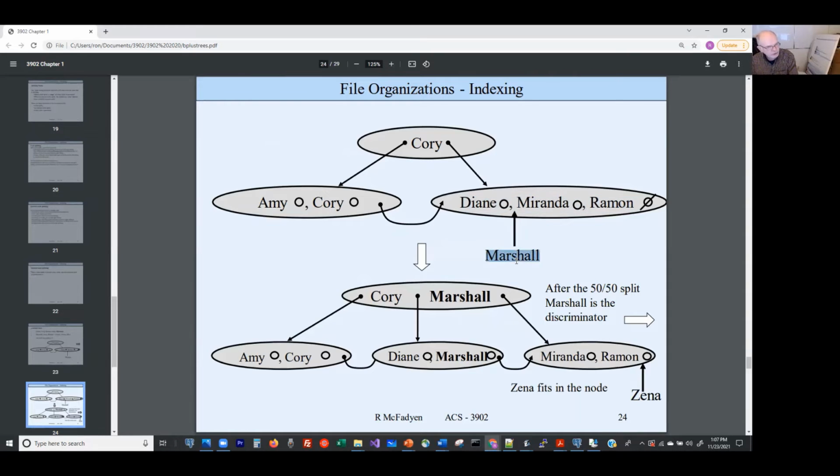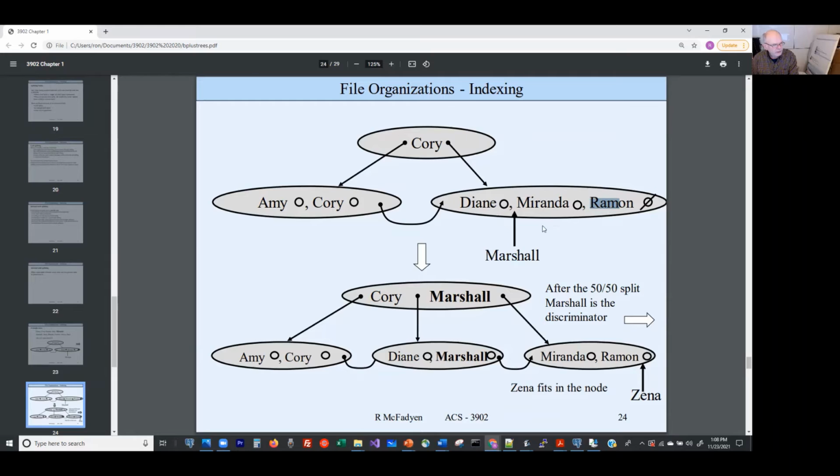And next, Marshall was inserted. Now, a search of this tree, starting at the root, Marshall is greater than Corey, and so we follow this to the subtree here, but that is a leaf node. This is where Marshall belongs. It should be Diane, then Marshall, Miranda, Raymond. And so a 50-50 split must be done. Diane and Marshall belong in this node. Miranda and Raymond go into a newly allocated node.